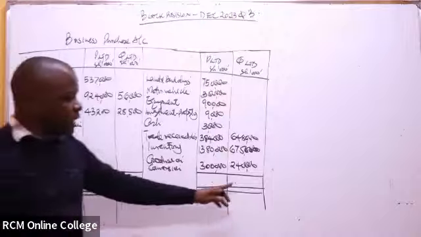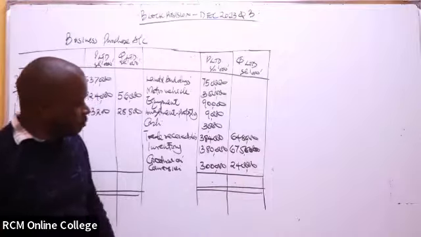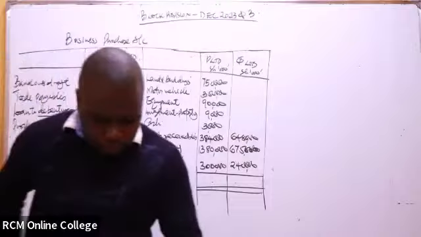So what is the total here? Goodwill. So what is the problem with goodwill?